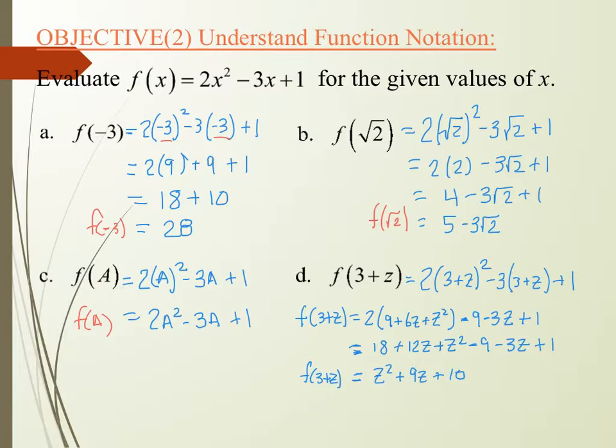And then finally for d, we have f of 3 plus z. When we put that into the formula, we have to expand. So we did that expansion. And then after the expansion, we did the distributive property for 2. And then finally, we combine like terms, and we get f of 3 plus z is equal to 2z squared plus 9z plus 10.